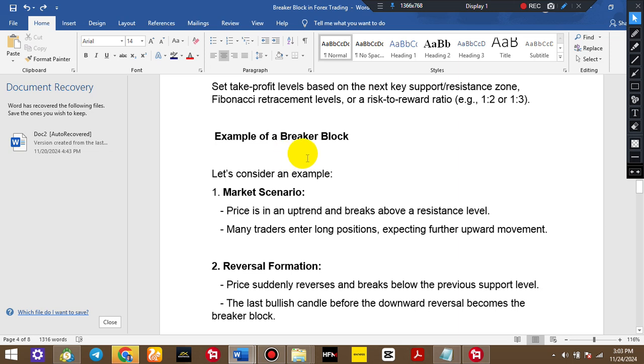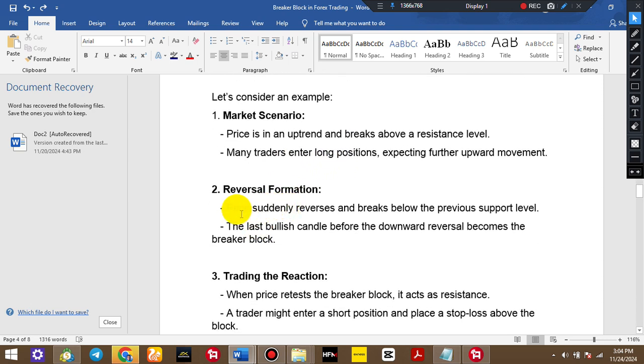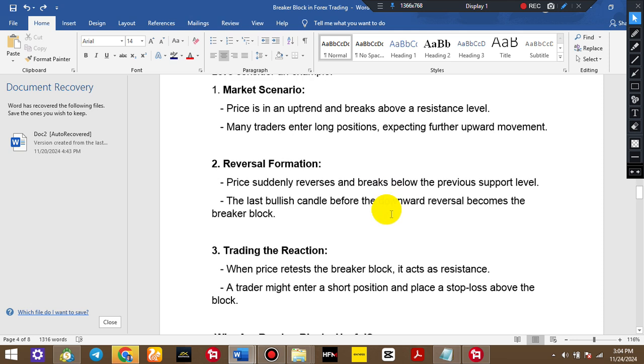Then, an example of a breaker block. Let's consider an example market scenario. Price is in an uptrend and breaks above a resistance level. Many traders enter long positions expecting further upward movement. Second, reversal formation: price suddenly reverses and breaks below the previous support level. The last bullish candle before the uptrend reversal becomes the breaker block.